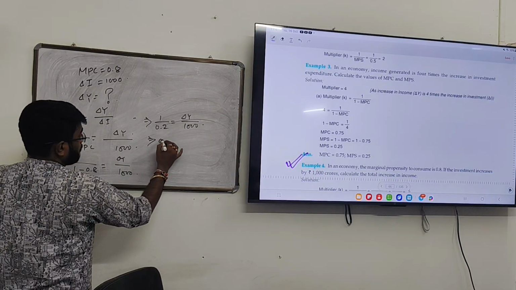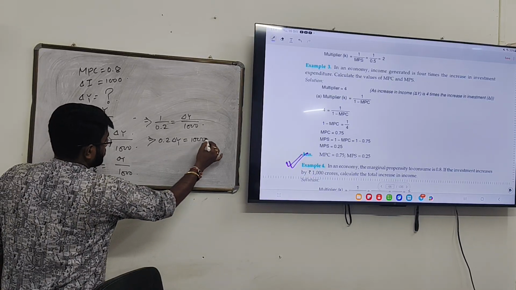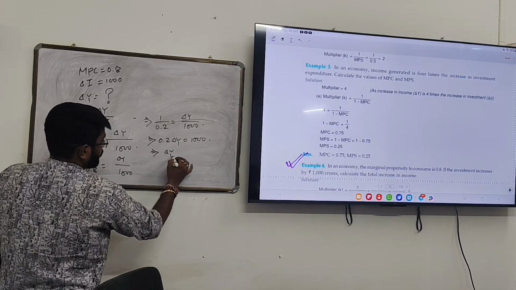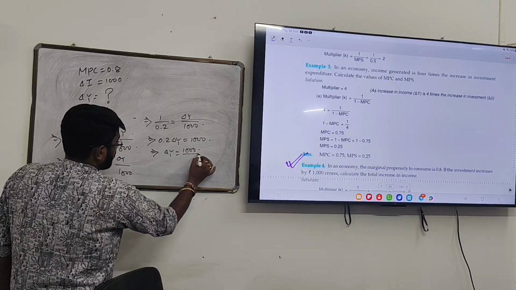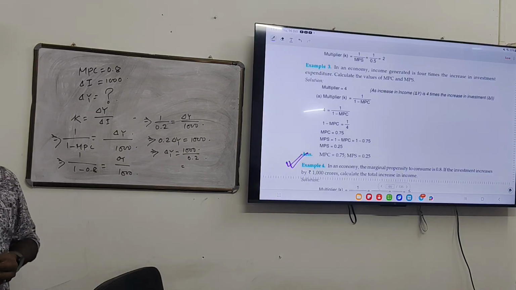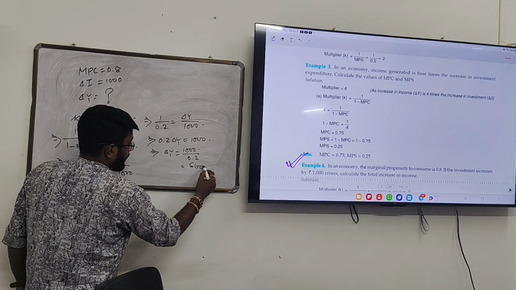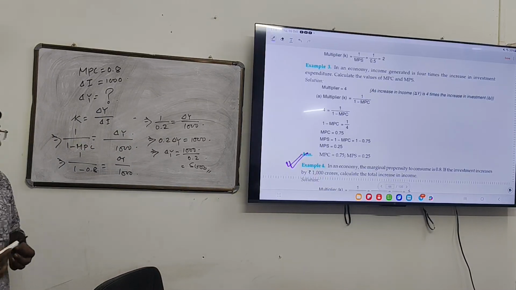Cross multiply, 0.2 delta Y is equal to 1000. Now delta Y is equal to 1000 divided by 0.2. Now you divide it and get the value 5000. Fine. So delta Y is equal to 5000.